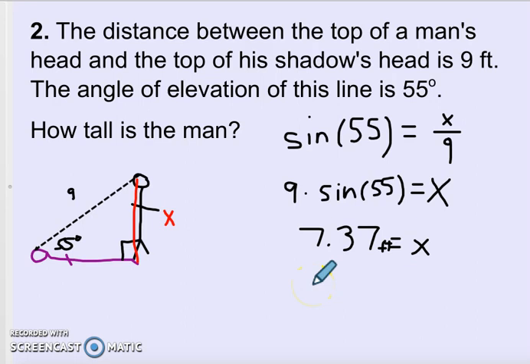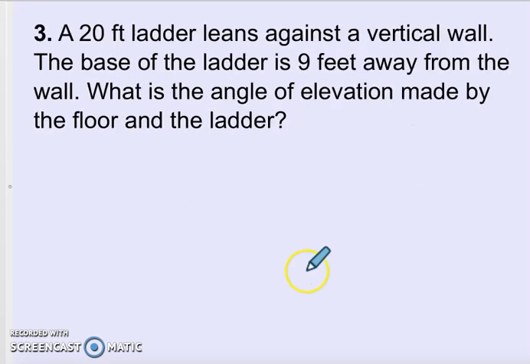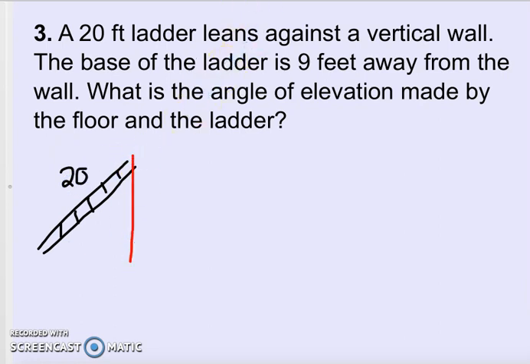Okay, one more. A 20-foot ladder leans against a vertical wall. Okay, ladder. It's 20 feet long, leaning against a wall. There's the ground. The base of the ladder is 9 feet away from the wall. Base is the bottom of the ladder. What is the angle of elevation made by the floor and the ladder? Okay, here's the angle I'm looking for. I'll label it theta.